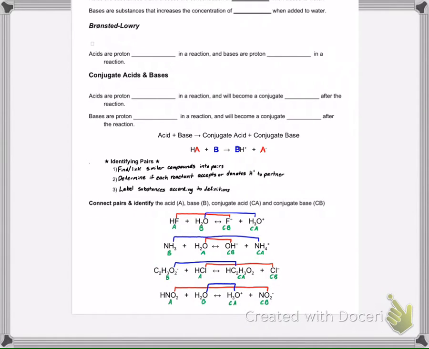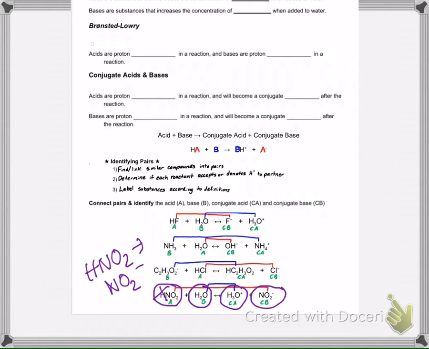And the last one, we have nitrous acid, and its partner is going to be this nitrite. And we also have water, and water's partner is going to be the hydronium. So we've identified who the partners are. Now I'm going to look at what's happening. Well, HNO2 went from HNO2 to NO2. So that means it donated a hydrogen. If it donates a hydrogen, that's an acid. And then once you identify the acid, the partner becomes the conjugate base.